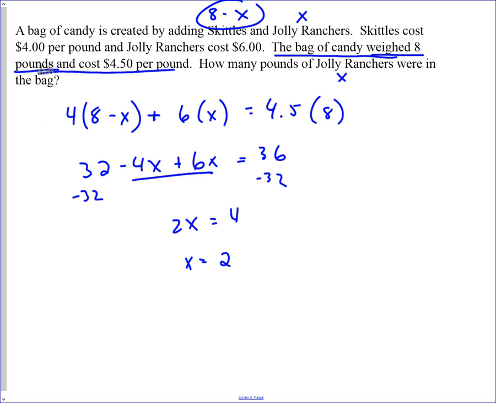And so you can see that 2 times 6 is 12, and 4 times 6 is 24. 24 plus 12 is $36. So it costs $36 for the bag, which is the same as what we calculated over here. So 2 pounds is the correct answer on this problem.